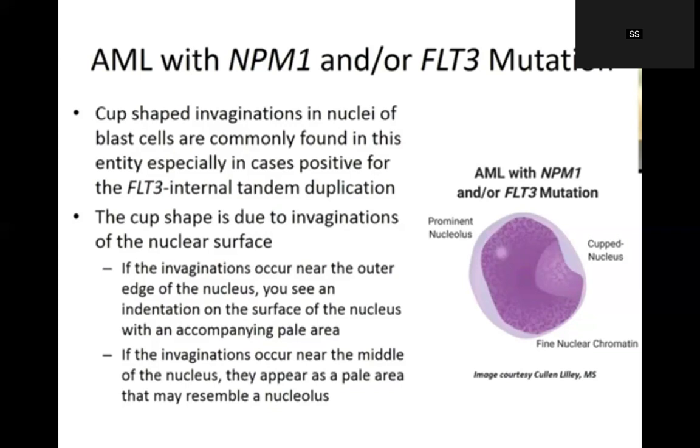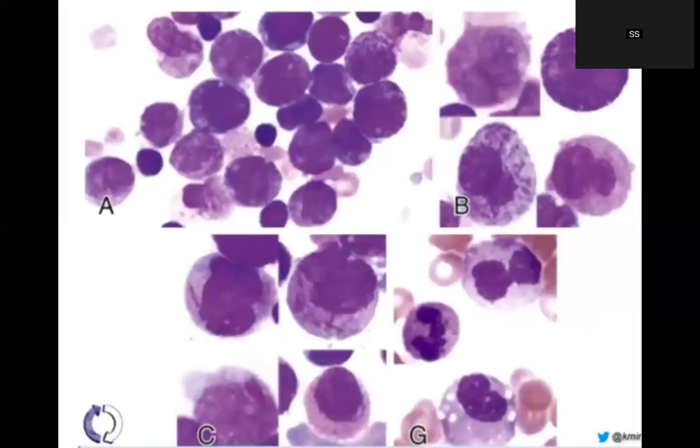So if we do NPM1 staining for this category of AML, the cytoplasm will be staining red colored for NPM, nucleophosmin staining, and we can give it as AML with the NPM1 mutation, and the cytogenetic studies will also be helpful. So the next picture is the next step.